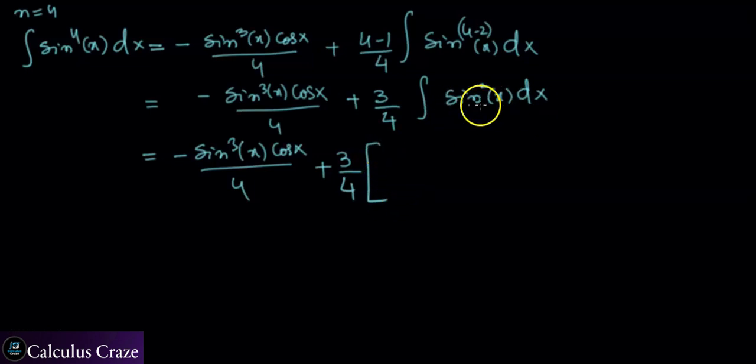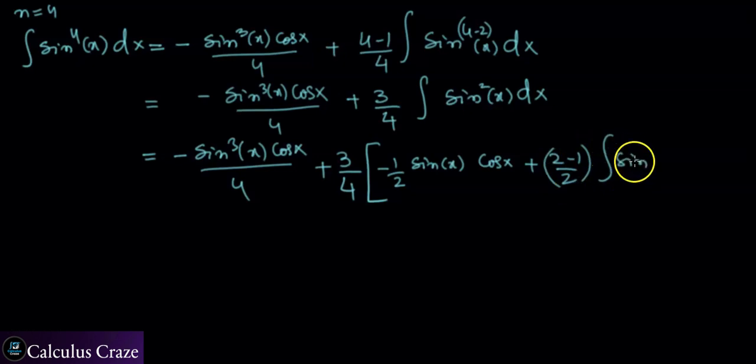So for the integral of sine squared, you can apply it now for n equal to 2. When you apply it for n equal to 2, it is going to be equal to minus 1 over 2, then sine power 2 minus 1 is 1, then we have cos x, and plus 2 minus 1 over 2, and then the integral of sine power 2 minus 2, which is going to be basically 0. So this is how you will solve.